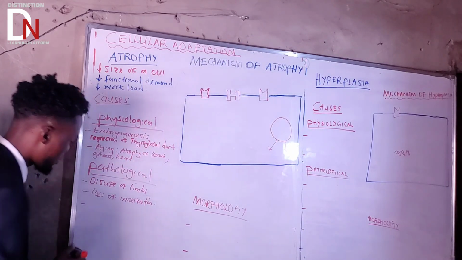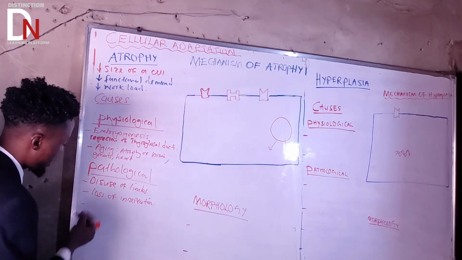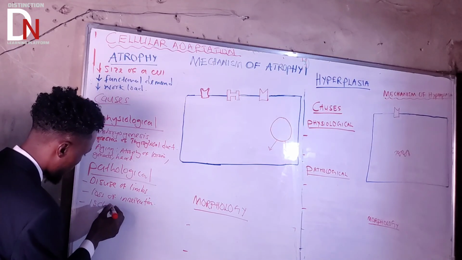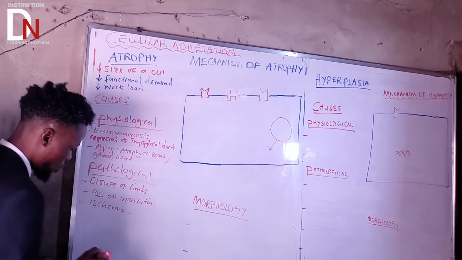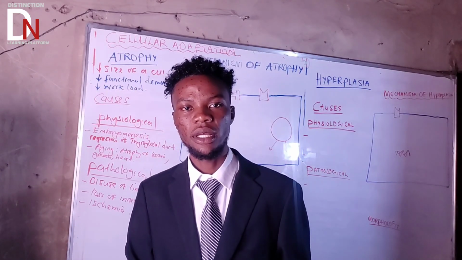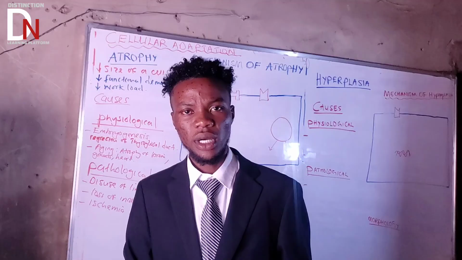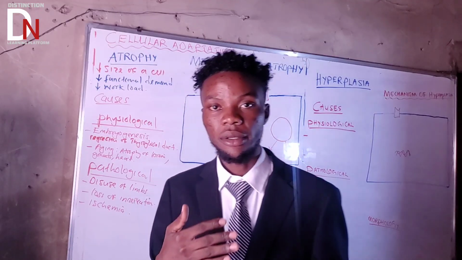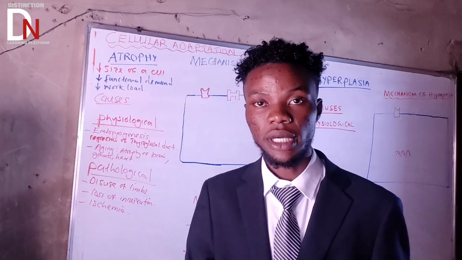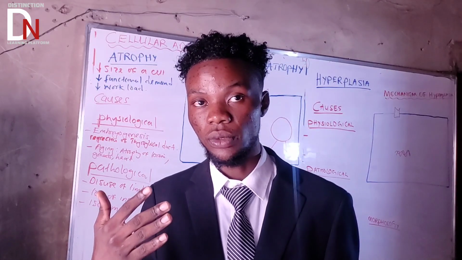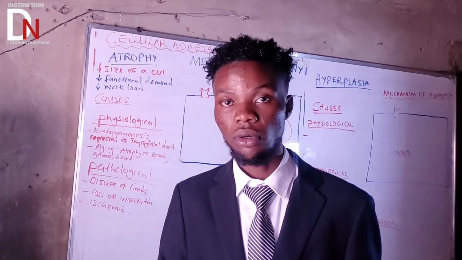What else? Also, we can say ischemia. Ischemia can also cause atrophy. What is ischemia? Ischemia basically is the decrease in the blood flow to end organs. So decrease of flow of blood to different organs, that is what we call ischemia.